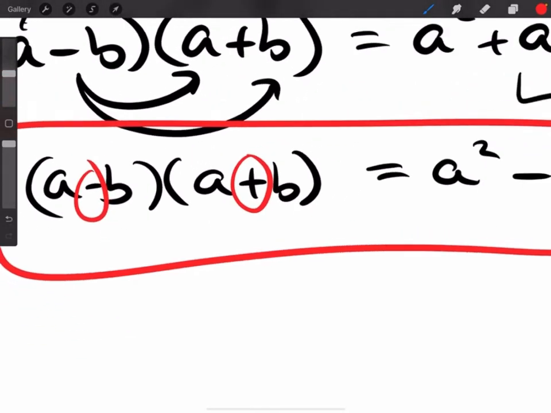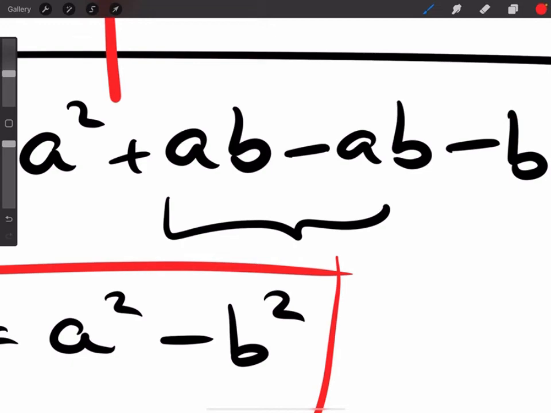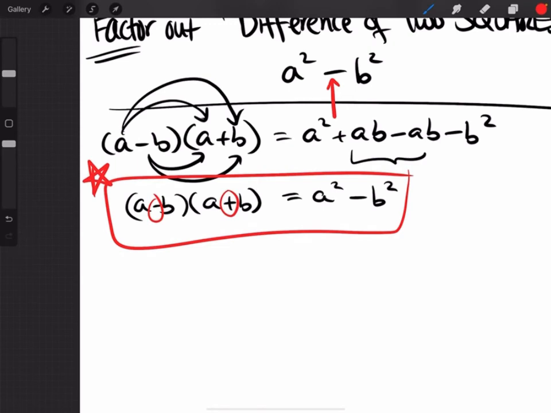When you have a positive and negative term, it will cancel out. You don't have a middle term anymore. You'll end up with a binomial. So that's the trick. Okay, let's test this out with an example.